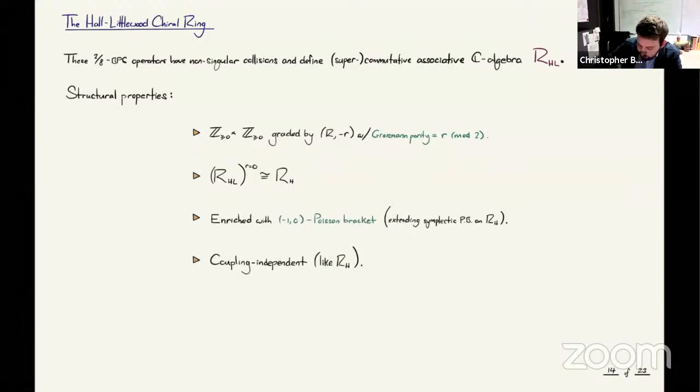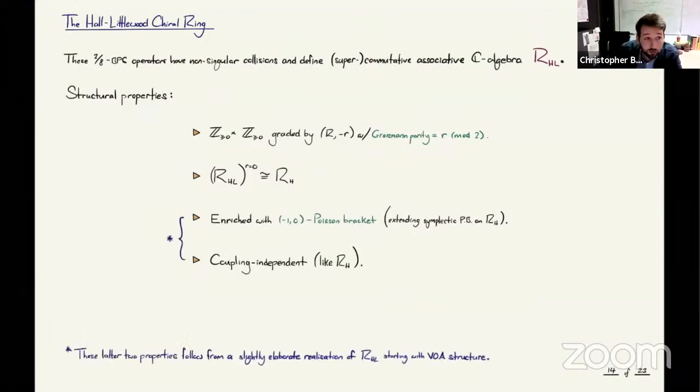There are some extra structures that require more technology to show that they're true. So this structure inherits the Poisson bracket that you had at the level of the Higgs branch chiral ring. It's also independent of the gauge coupling, just as the Higgs branch chiral ring was. And to show these, at least for me to show these facts, I need to introduce some of this extra vertex algebra structure that I'm eliding for this entire talk.